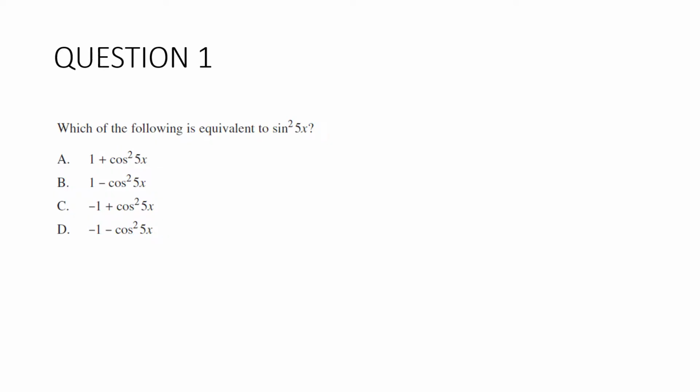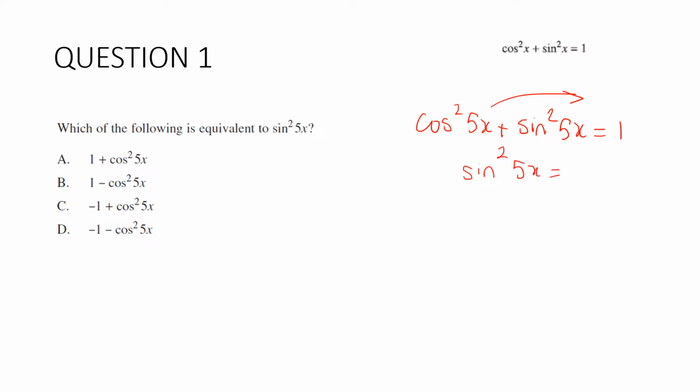So question 1, which of the following is equivalent to sine squared 5x? If we go to our reference sheet, we find the Pythagorean identity, which is cos squared x plus sine squared x is equal to 1. We can just form a new identity by replacing the x with 5x. That gives us cos squared 5x plus sine squared 5x is equal to 1. Taking this cos squared term over the other side, we end up with sine squared 5x is equal to 1 minus cos squared 5x, which is B.